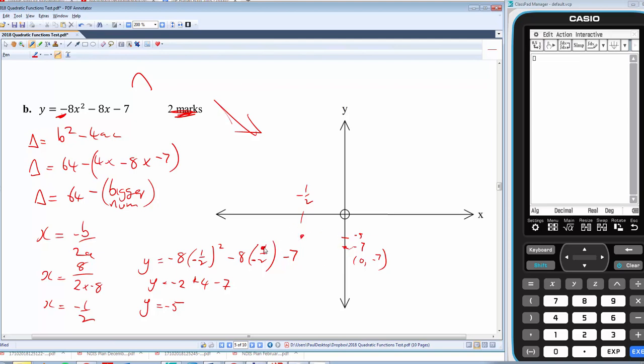So my point's going to be somewhere out there. So excuse the graph. This is just to give you a general idea. Okay, and again, that's not the best effort, but it is hard to get this thing right. So that's not looking very parabolic at all.